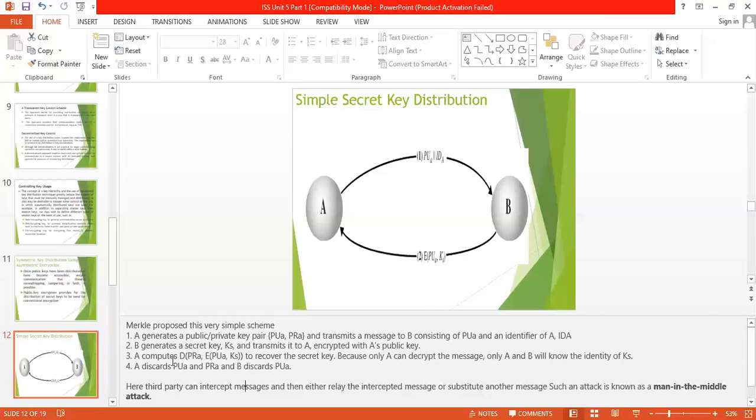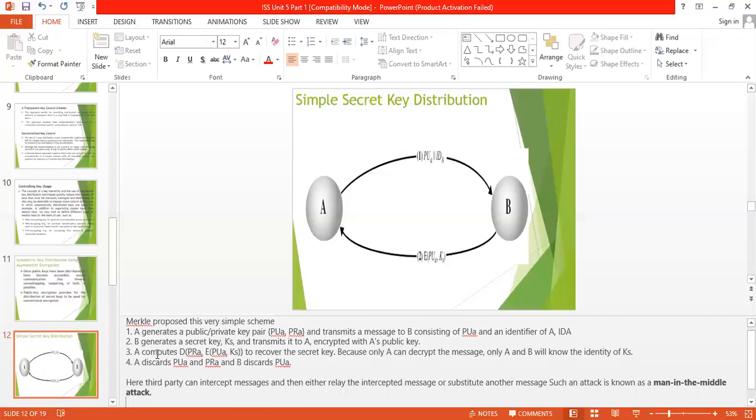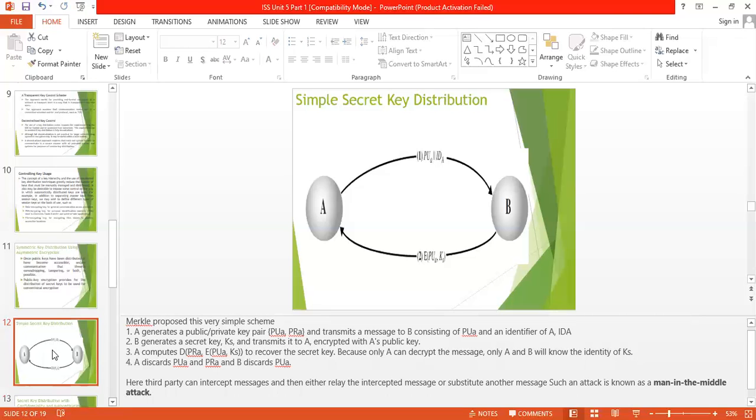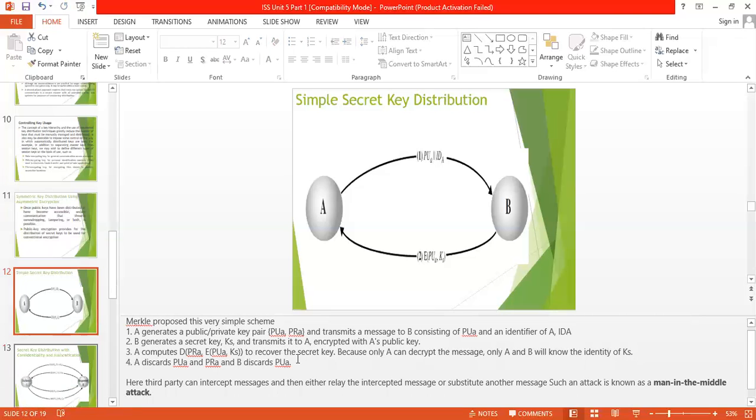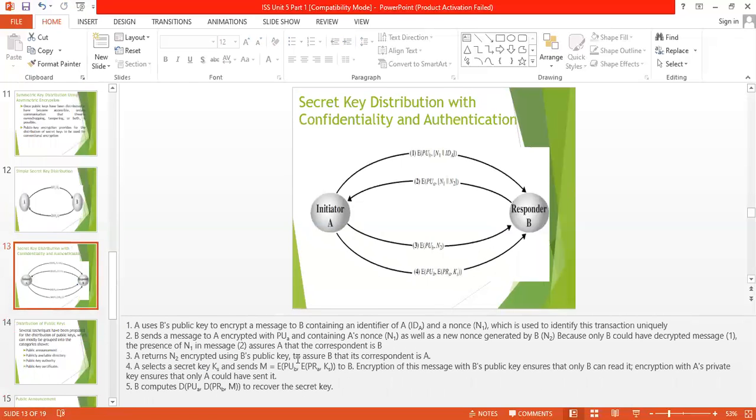Here the third party intercepted the message, and then either relays the intercepted message or substitutes another message. Such an attack is known as the man in the middle attack. So this is a simple secret key distribution. After this, we have discussed secret key distribution with confidentiality and authentication.